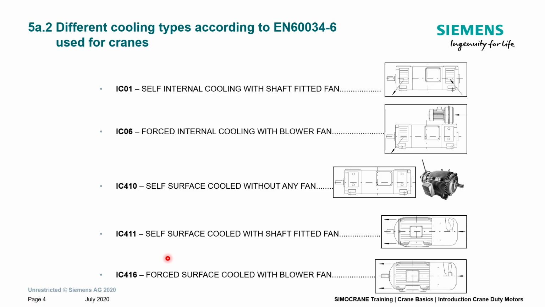Then we have some application IC411, self-service cooled with shaft-fitted fan. The difference to the first one is that we have a surface cooled. IC01 was internal cooled, not surface cooled. And here IC411 is self-service cooled with shaft-fitted fan. Shaft-fitted fan means, of course, the cooling is the best when the speed is very high, and the cooling effect is lower when we have a low speed, low RPMs. And finally, for cranes, there is one more relevant cooling type. It's the IC416 forced service cooled with a blower fan. In that case, it's with an external blower fan.